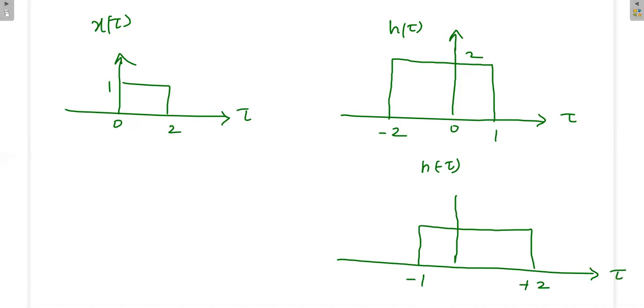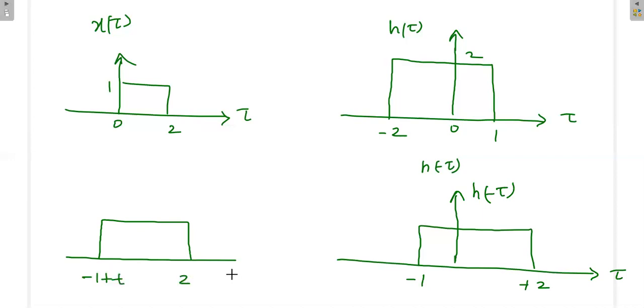Then what about h of t minus tau? You simply add t in this diagram, so that you get minus 1 plus t and 2 plus t, and this is h of t minus tau. Now I will not put any central axis, because once I put the central axis, that will cause confusion, since t could be anything. So what are all the conditions? We will choose the t value in such a way that there is no overlapping, then partial overlapping, then full overlapping, then partial overlapping, and finally no overlapping.